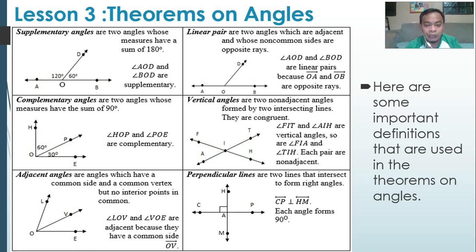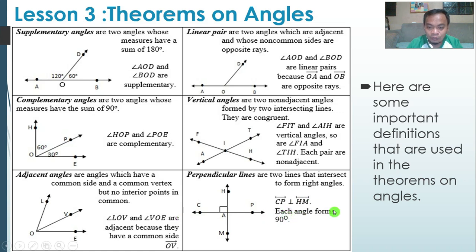Next, perpendicular lines are two lines that intersect to form right angles. Two lines intersect, and they form right angles. We have here line CP and line HM. This symbol means perpendicular. So CP is perpendicular to HM.